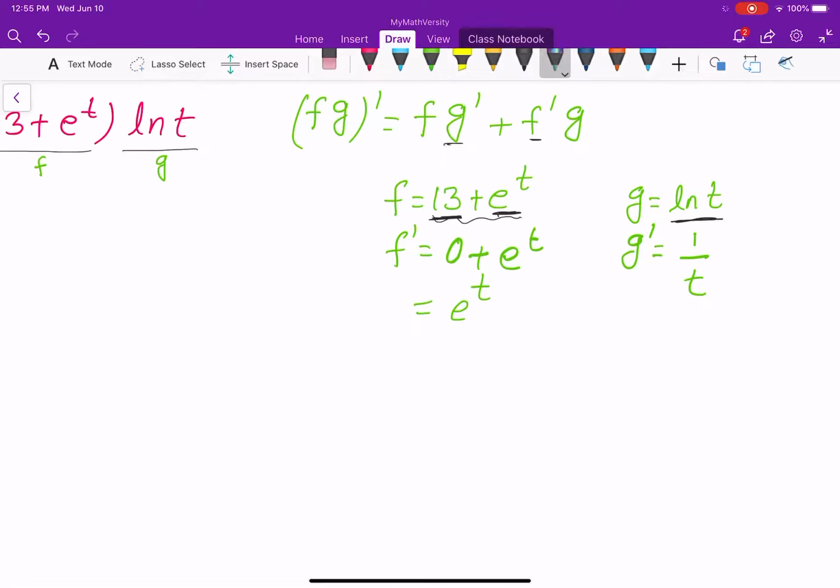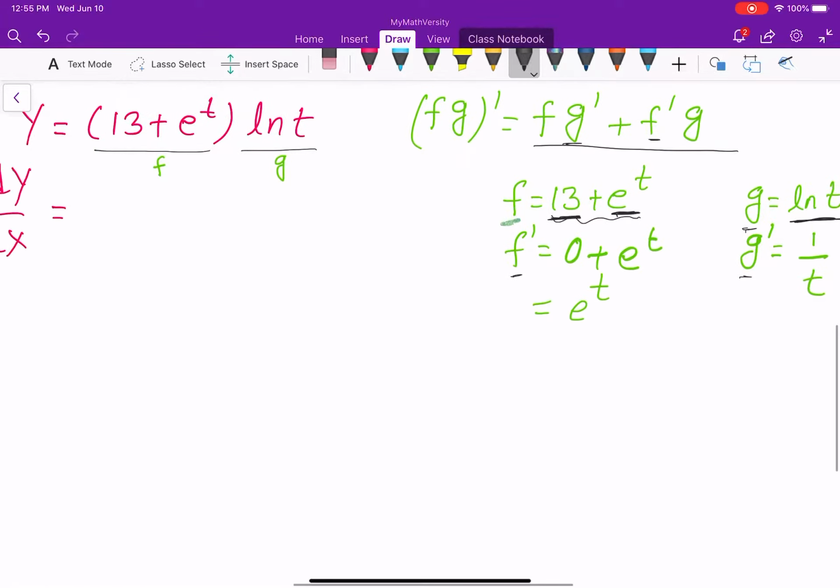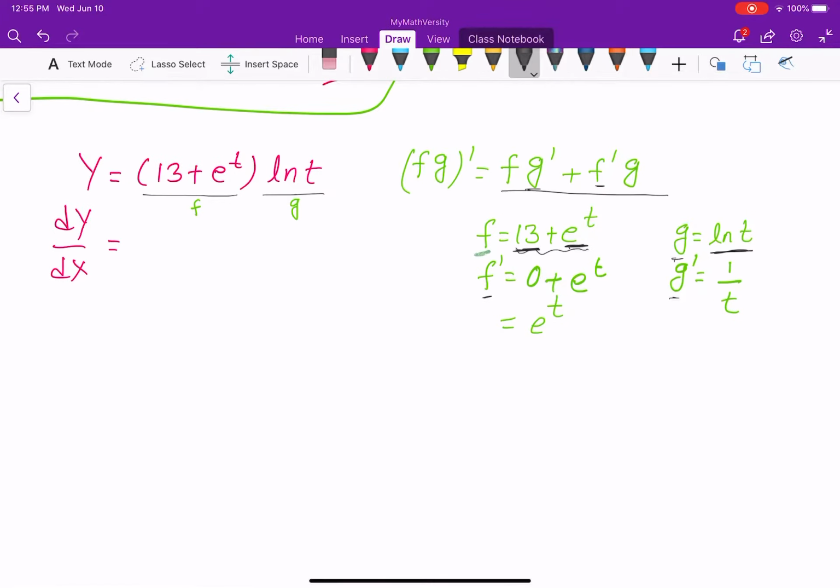So we have f, g, f prime, and g prime, and those are the only things we need to use this formula. So let's apply that formula. On the formula we have f, so f is 13 plus e to the power t. Now we have times g prime, and g prime is 1 over t, right? And we have plus here.